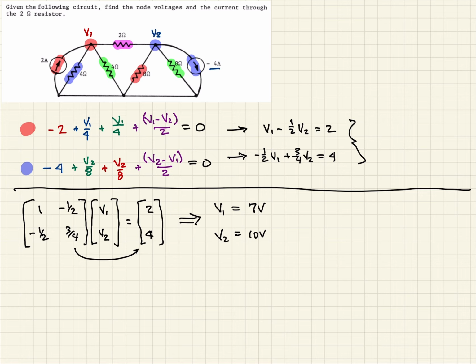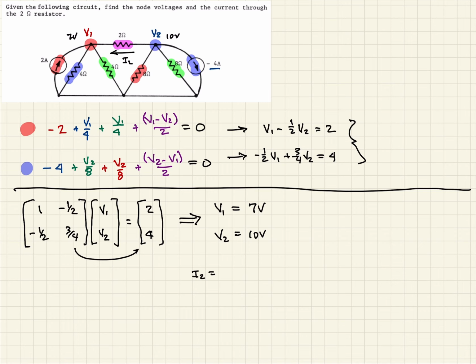So that's the first part of what they asked us for, the voltage at these nodes. So this one is 7 volts, and this one is 10 volts. And then they want us to use that information to determine the value of the current flowing here. So this current in the 2 ohm resistor, we'll call it I2.